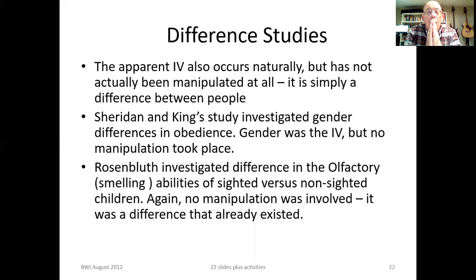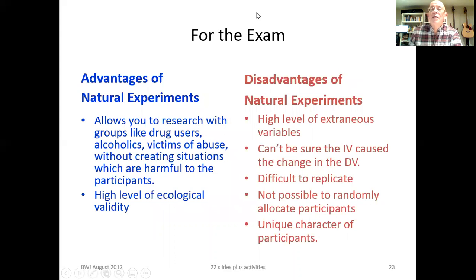Rosenbluth again looked at differences in smelling abilities between sighted versus non-sighted children. There was no manipulation involved there at all. They just looked at a difference that already existed. Okay, so in terms of the exam, you need to be able to explain the advantages and disadvantages of natural experiments. So we've got those ideas there.